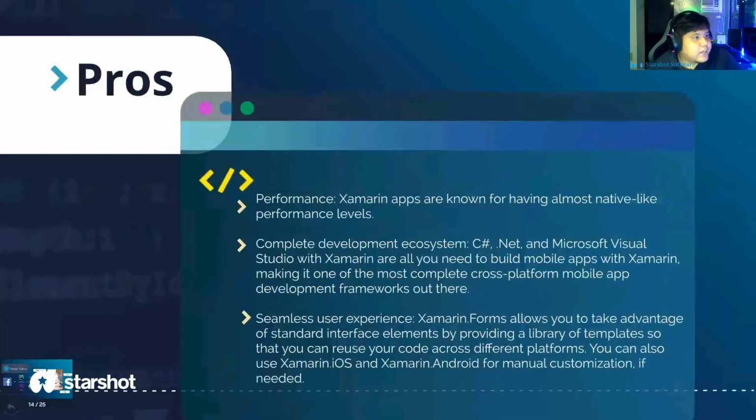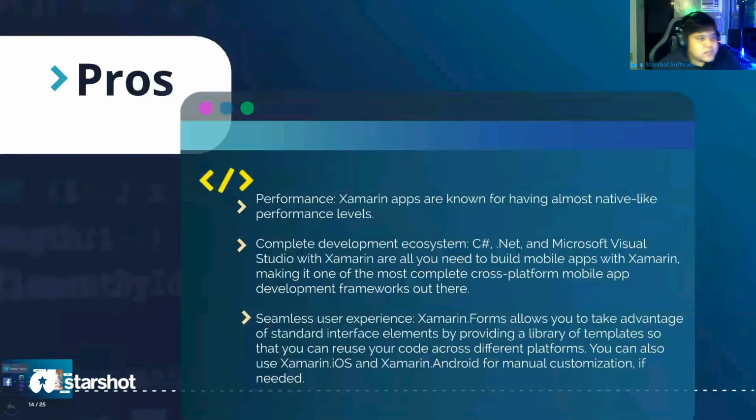Here are the pros of using a Xamarin framework. One of the pros of using a Xamarin framework is that Xamarin apps are known for having almost native-like performance level. Also, Xamarin has the most complete development ecosystem using C#, .NET, and Visual Studio. With Xamarin, that is all you need to build mobile apps. It makes Xamarin one of the most complete cross-platform mobile app development frameworks out there.